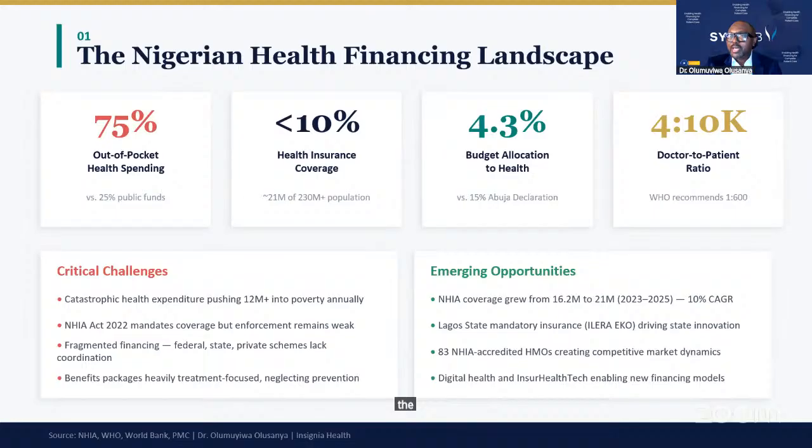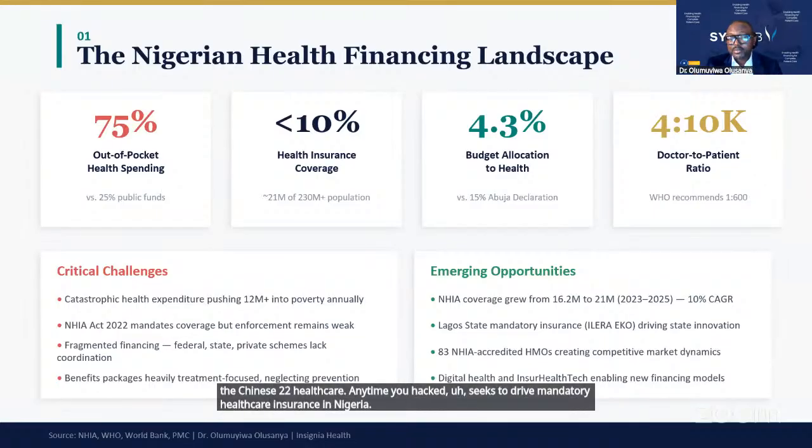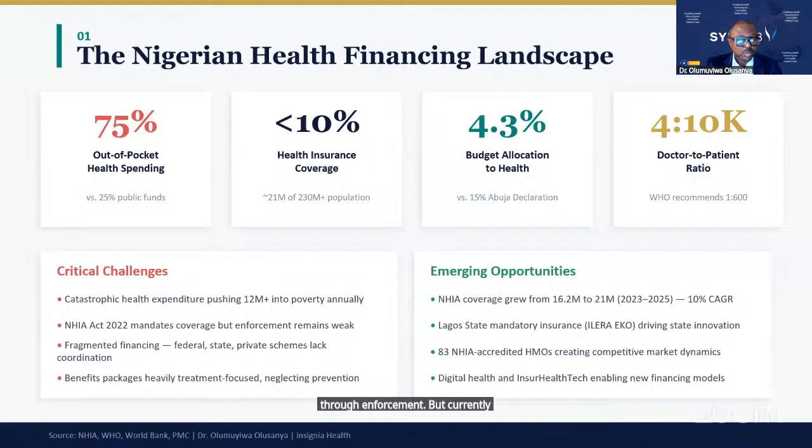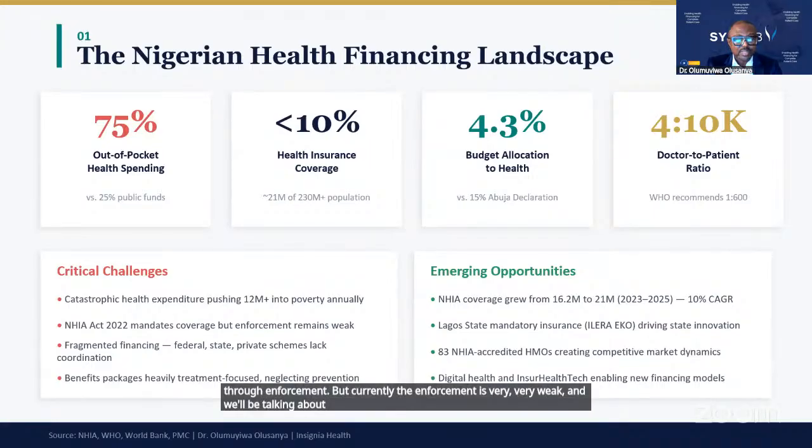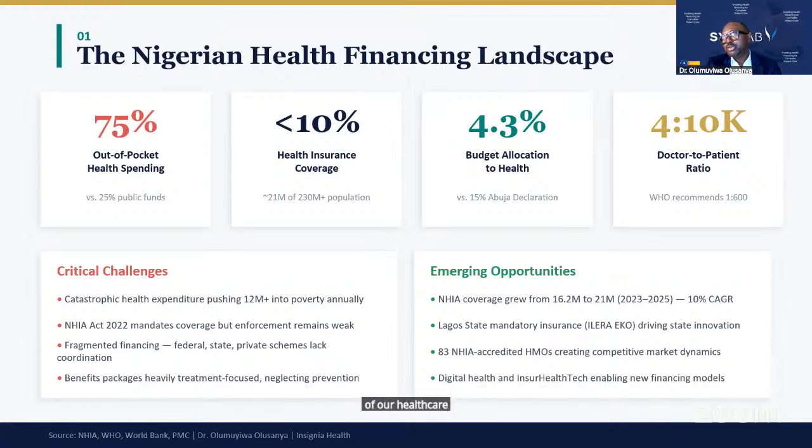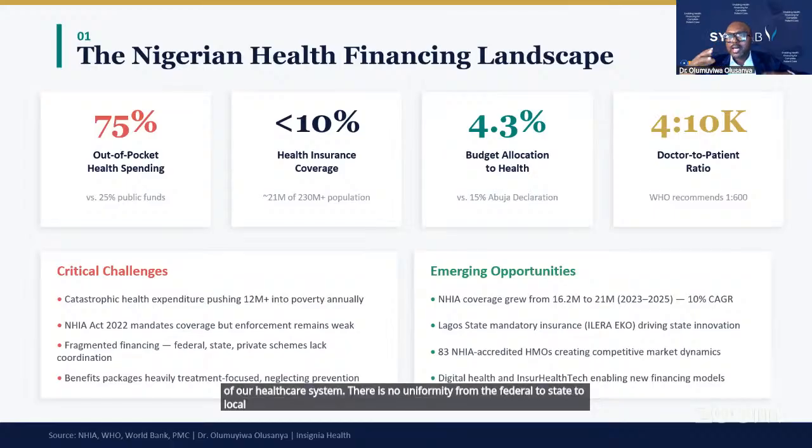The 2022 NHIA Act seeks to drive mandatory healthcare insurance in Nigeria through enforcement. But currently, the enforcement is very, very weak, and we'll be talking about that and what we can do about that. And one of the major challenges we also have in Nigeria is fragmented financing of our healthcare system. There is no uniformity from the federal to state to local government level. The healthcare pools, funds are fragmented across those 3 levels. And that is where we are not getting a lot of efficiency in the system.